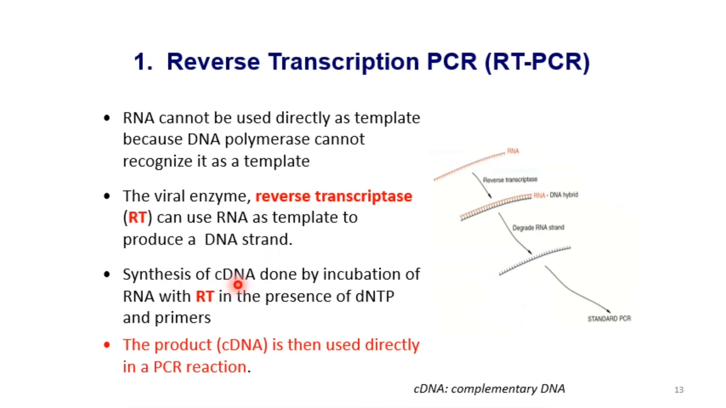So there will be a synthesis of complementary DNA by incubation of the RNA with the reverse transcriptase in the presence of dNTP and primer. You will have the product, which is the complementary DNA, which will be used directly for the PCR. So in summary, you need to convert the RNA into complementary DNA by reverse transcriptase enzyme in the presence of dNTP and primer, to have complementary DNA to be used for the PCR reaction.